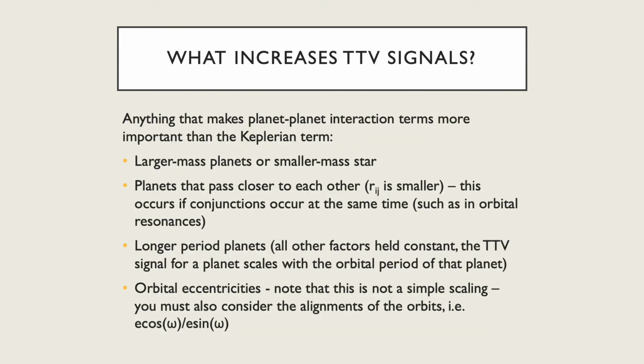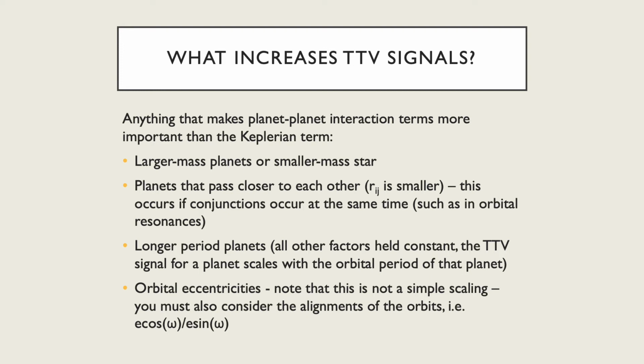So let's now go through a summarizing list of what are the factors that cause these TTV amplitudes to be larger. First of all is the masses of objects in the system. So if planets are larger or if the star is smaller, then the TTV amplitude will be larger. The reason for this is that for TTV signals to be larger, the planet-planet interaction terms need to be more important than the Keplerian term, which is the term between the star and the planet we're looking at. And this occurs if you have either larger perturbing planets, which can exhibit larger accelerations on the planet you're looking at, or a smaller star, because then that Keplerian term is weaker.